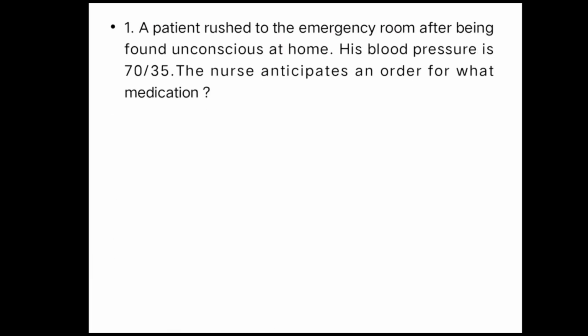Let's get started. So the first question is, a patient rushed to the emergency room after being found unconscious at home. His blood pressure is 70 by 35. The nurse anticipates an order for what medication? So we are receiving the patient from home. The patient's systolic blood pressure is 70 and the diastolic is 35 mm of Hg, and the nurse gets an order to administer a medication. Among these 4 options, what medication does the nurse have to administer? We will see the options first, then we will see the answer.